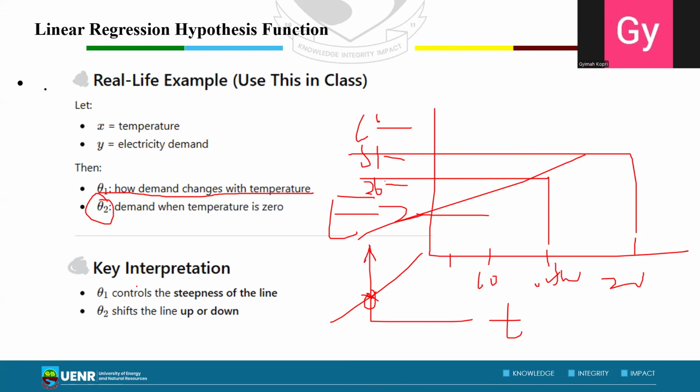Simple. So this one will control the steepness of the line, because it tells us the slope, how much the dependent variable will increase whenever the independent variable increases. So theta 2 shifts the line up or down. So when you look at it, it will either be cutting here, or it will cut it here. So this interpretation is not anything difficult.